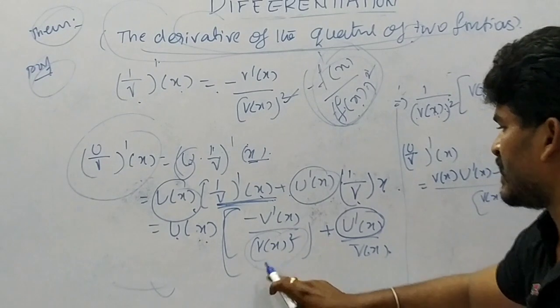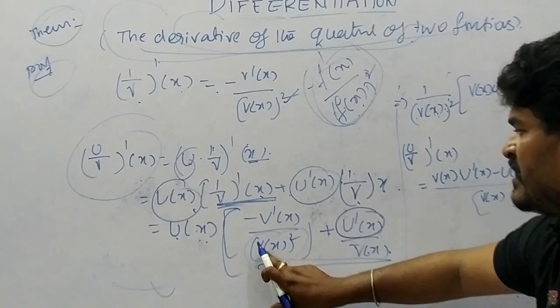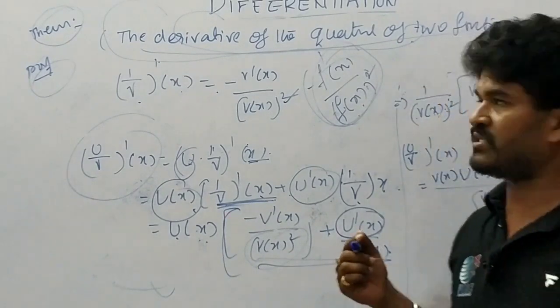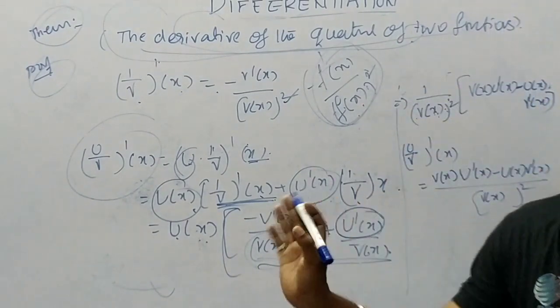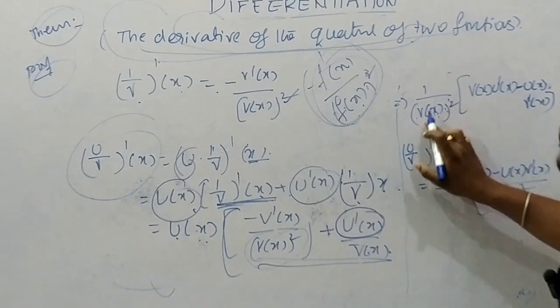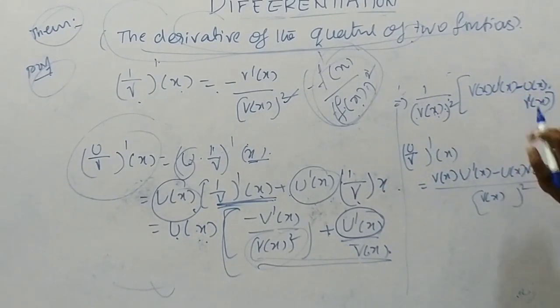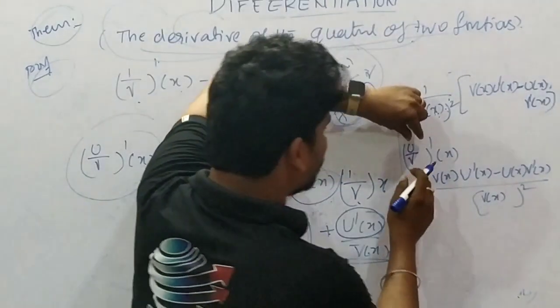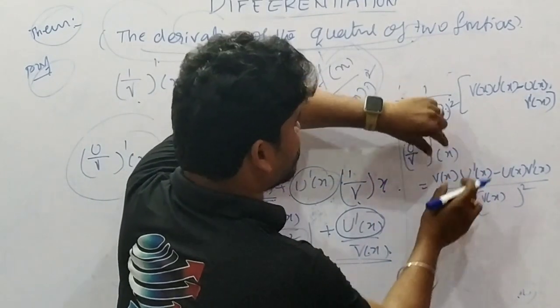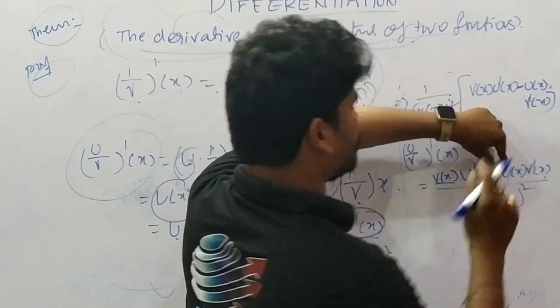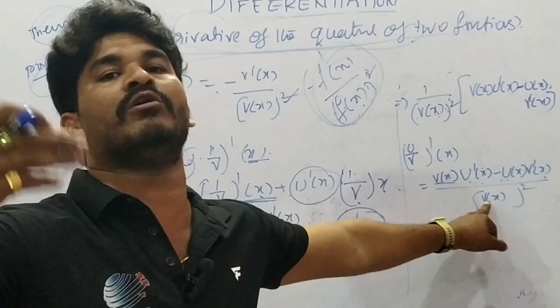Here, what is the denominator? In the first term it is v of x whole square, in the second term v of x. In the same way, we take common from the denominator, so 1 by v of x whole square into v of x u dash of x minus u of x into v dash of x. Therefore (u divided by v) dash of x equals v of x into u dash of x minus u of x into v dash of x divided by v of x whole square.